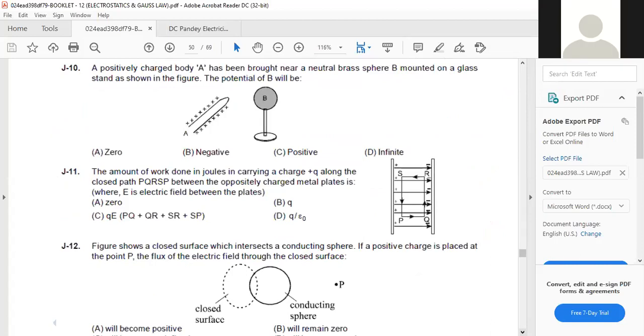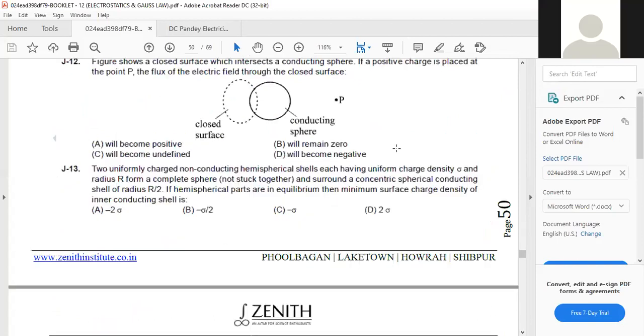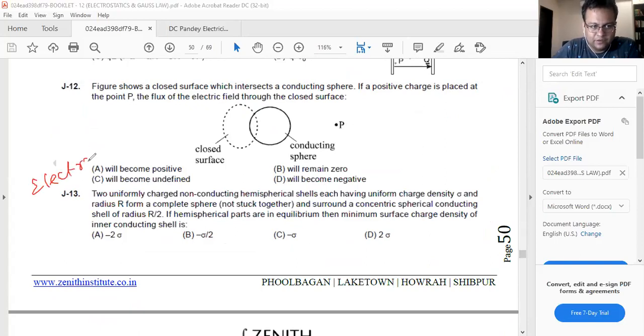J30. J13. Who said J12 also, sir? Yes, sir, J12 also. Okay. J12 let's solve first. It is on flux. Leave flux for now. Okay, sir. J13 is on electrostatic pressure. Okay, the electrostatic pressure idea we have discussed in capacitors, because there's a link to capacitors, right? So that will be discussed when we do capacitors. Okay. Next.